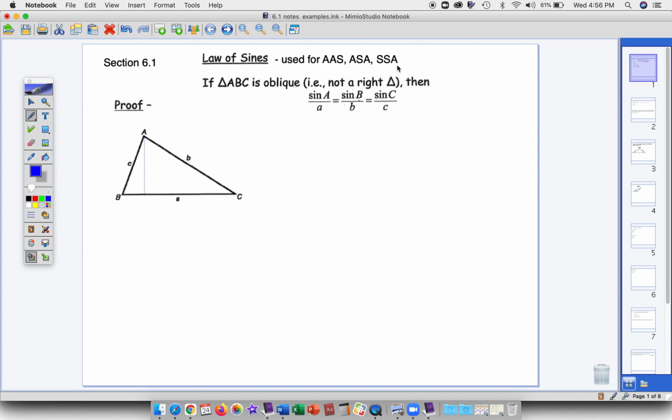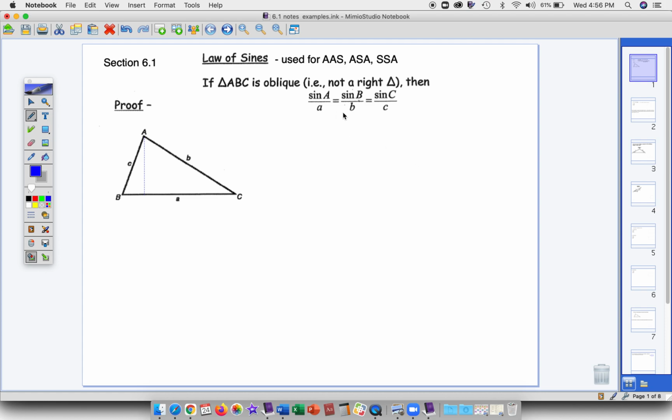SSS is another case. If you remember, this does not prove congruency, and you're going to see why in this section. Okay, so you may remember that from geometry, but SSA is not a method for proving congruency. And again, you will discover why in this section.